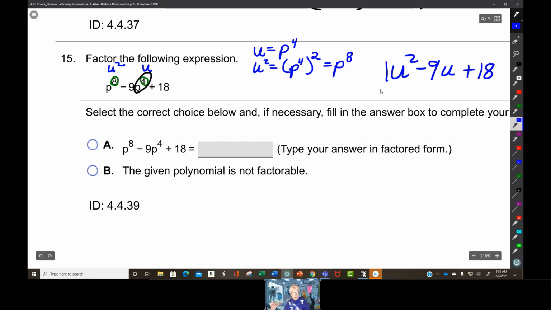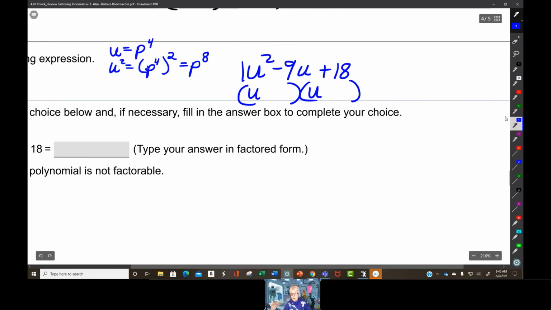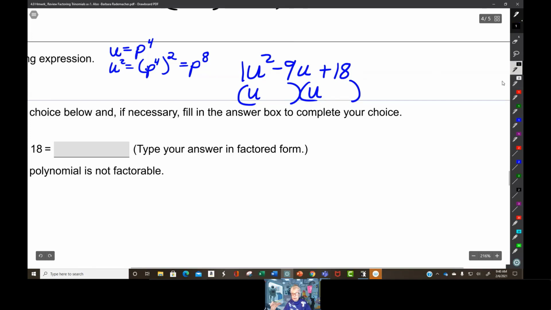And a is 1. So this is going to end up being like this, u, and then we'll have to see. Because I need to take u, not you, you. Take u, that's a little math joke there. Take u, take 18, not take u, take 18, and factor it.